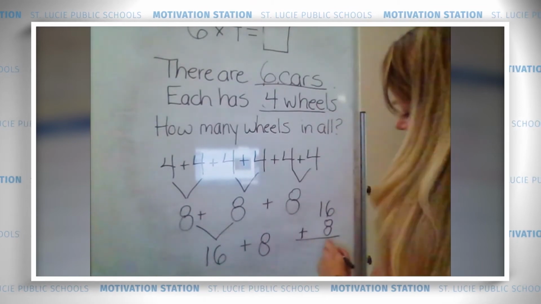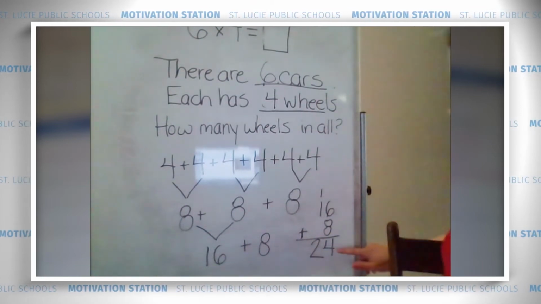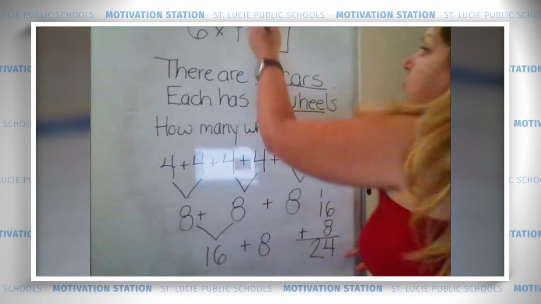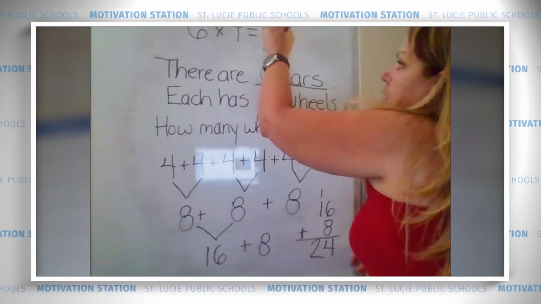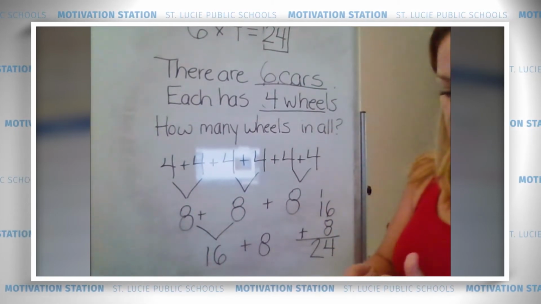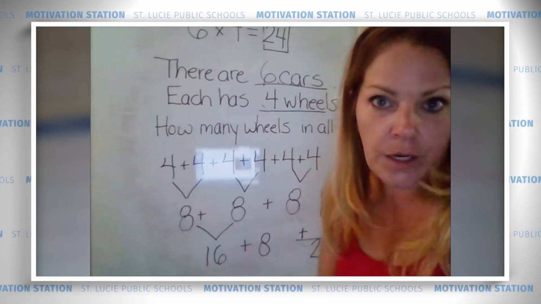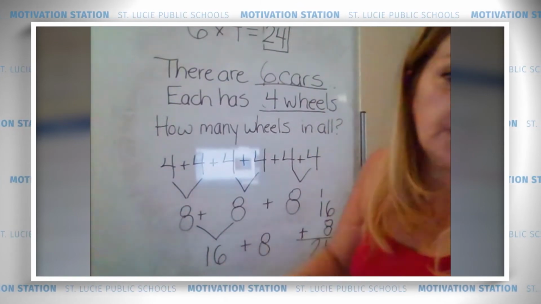6 plus 8 is 14, and we regroup our 10. So we get a total of 24 wheels. Our final step is to write in the solution. 6 times 4 equals 24, or there's 24 wheels on 6 cars. All right, let's try one more.